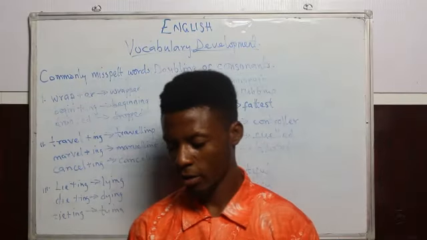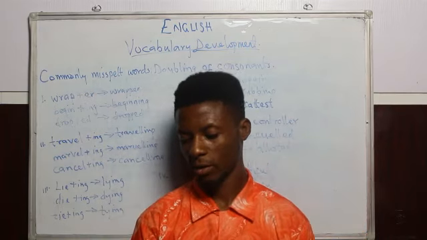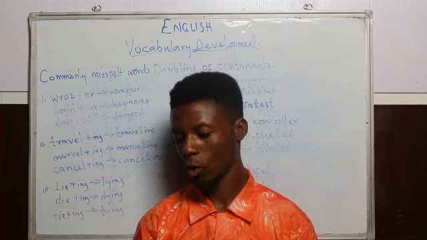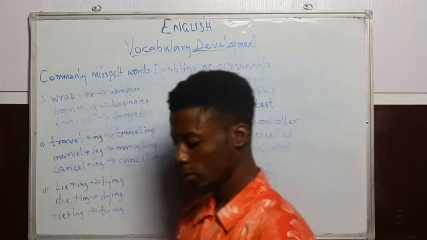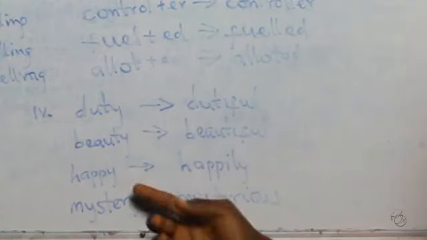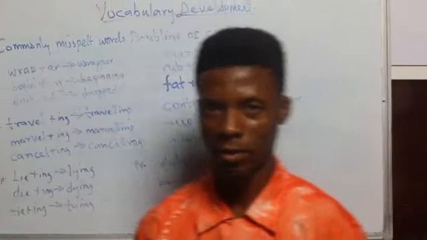And the last one we have here, to add suffixes to words ending with Y after a consonant, change the Y to I before adding a suffix that is not ing. In duty, we have dutiful. We added the suffix ful. Beauty, we have beautiful. We change the Y into an I. Happy, we have happily. Mystery, we have mysterious. The list can go on and on like that.